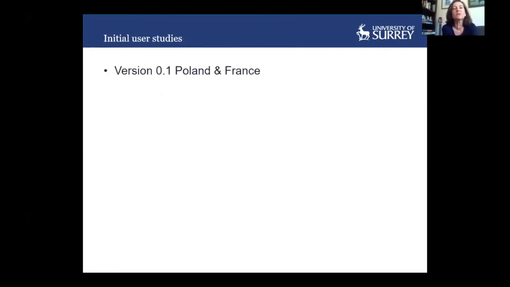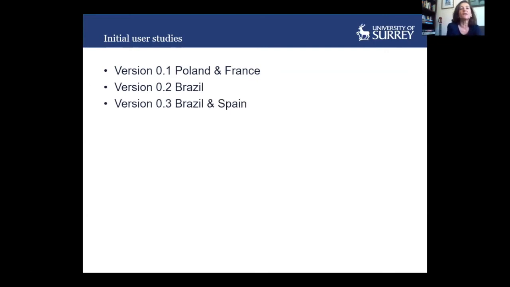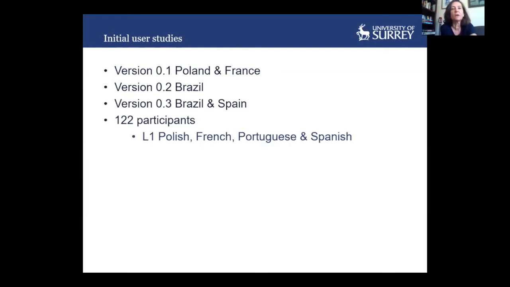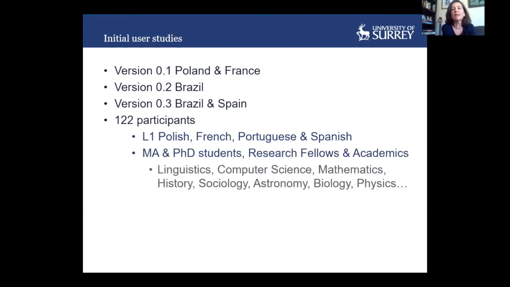So we did some user studies. Version 0.1 was tested in Poland and in France. Version 0.2 was tested in Brazil, thanks to URGIS and to UNESP for helping with that. Version 0.3 was tested again in Brazil at USP and URGIS, sorry, and UNESP, and then in Spain. And we had 122 participants in all, with first languages Polish, French, Portuguese, and Spanish. And they were users of Academic English, students, research fellows, and even professors.